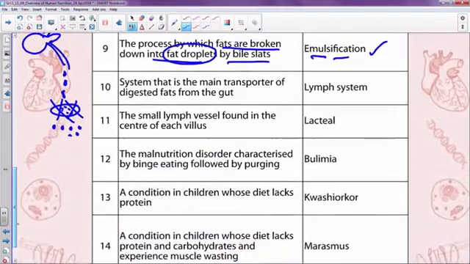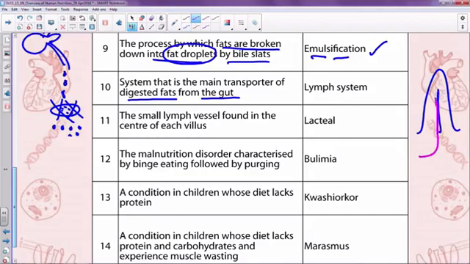Number 10, system that is the main transporter of digestive fats from the gut. So what happens to the fats? When we look at the structure of the transverse folds in the small intestine, we see that there is a central lacteal, and that central lacteal contains your lymph system that absorbs the fat. Your fat molecules are then transported via the lymph vessel back into the circulatory system. So it's a separate system called the lymph vessel.